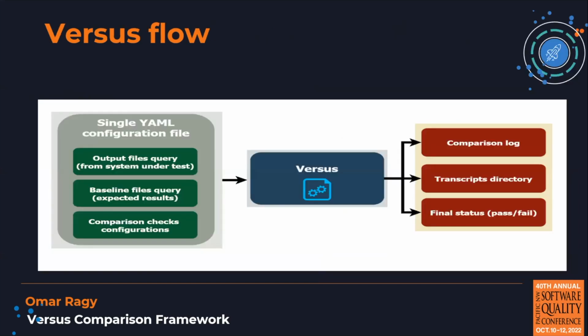Okay, back to the Versus flow. As you can see, as input, we have a single YAML configuration. It has all the configuration that is needed for the comparison step. And it has the output function query, files query, and the comparison checks and the corresponding configuration file. All these are the engine.